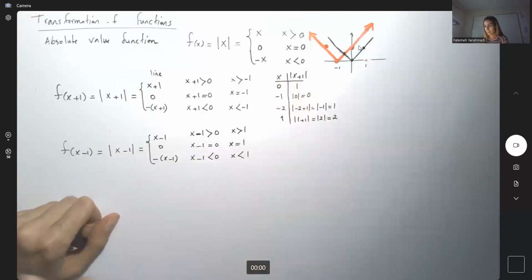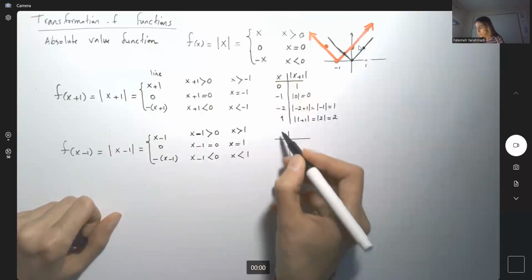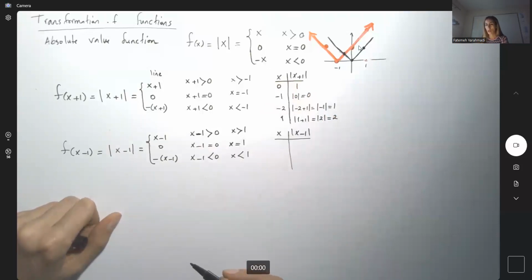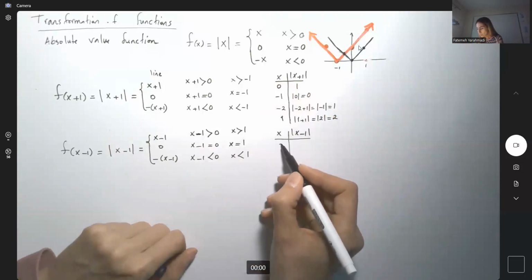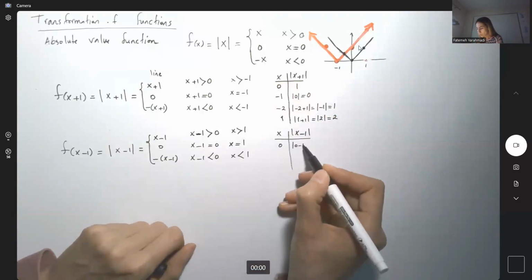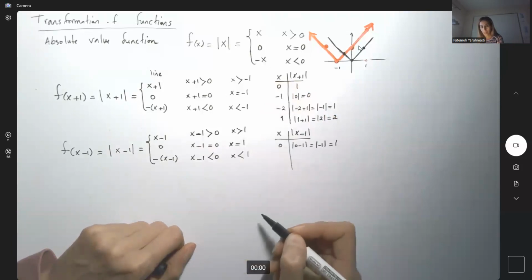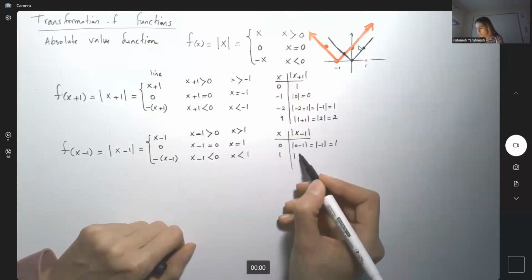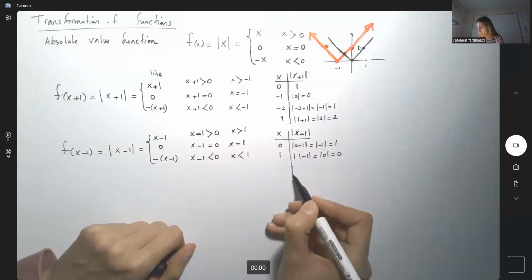So let us graph this using some points. Point plotting is the best way, the best practice before jumping into using technology. So if x is equal to 0, I get absolute value of 0 minus 1, or absolute value of negative 1, or 1. If x is, for example, 1, what do I get? I get absolute value of 1 minus 1, or absolute value of 0, which is 0.